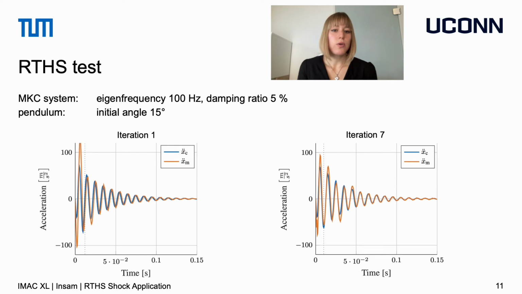In the first iteration, only the minimum phase inverse compensator was active. And during the interaction period, we see a large overshoot of the measured acceleration, and during the free vibration response, we see a large phase delay. This first overshoot is due to the flexibility of the shaker at the hammer strike. So at iteration 7, the tracking has improved a lot. First of all, the overshoot is much smaller, and secondly, the delay is much smaller as well.